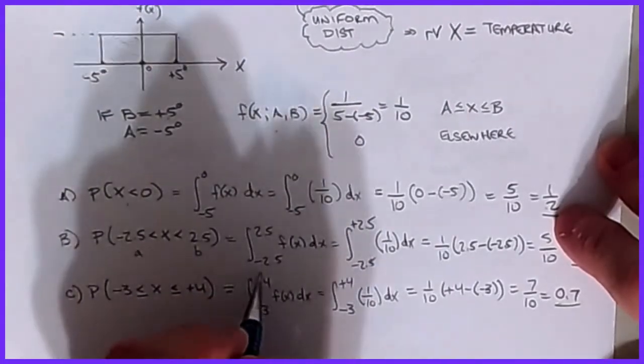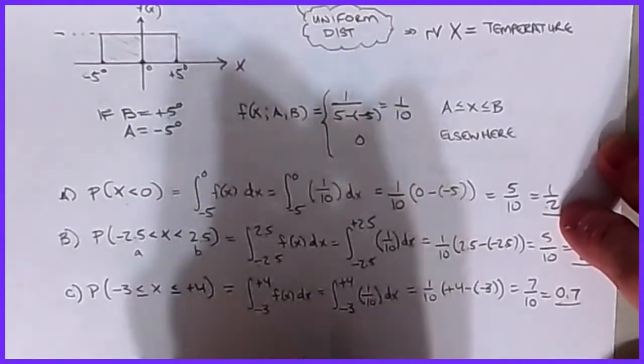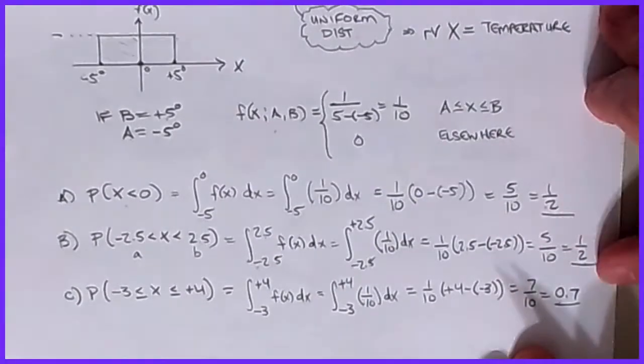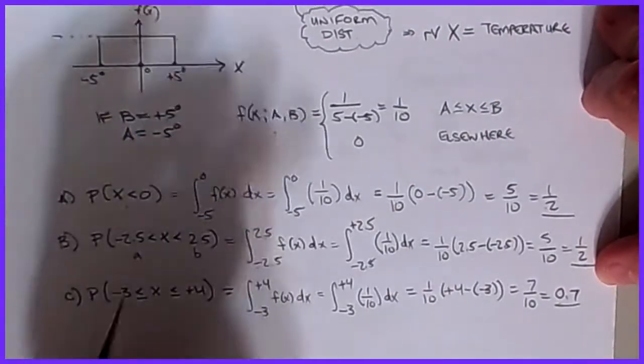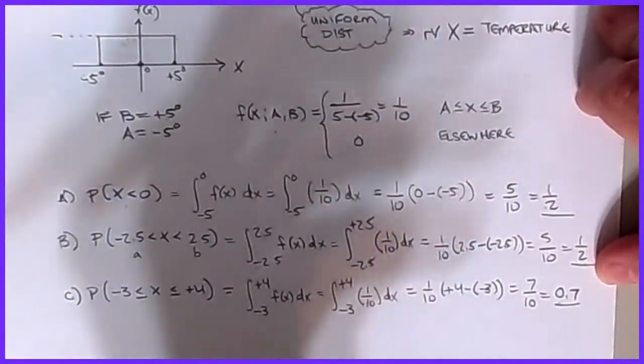Upper limit 2.5, bottom limit minus 2.5, f of x dx. Do the calculus, 1/10 is my function. Plug in, do the math, you get the half value, which is what you would expect. Okay, so with uniforms, a lot of times you don't have to do the calculus because you can just compute the area and take it as what fraction of the total area we are dealing with here.